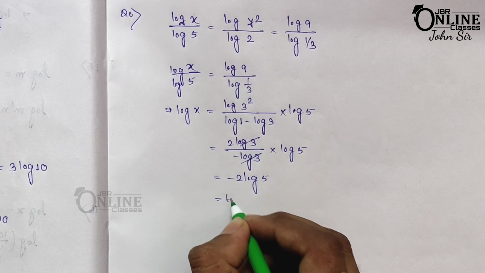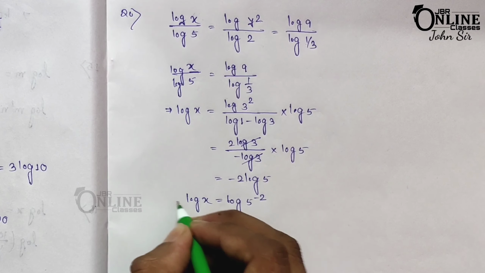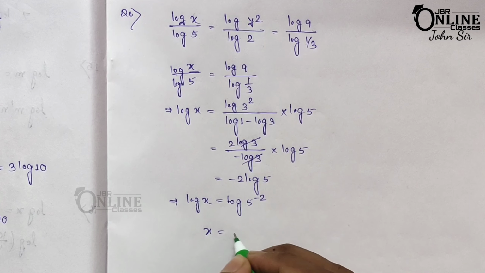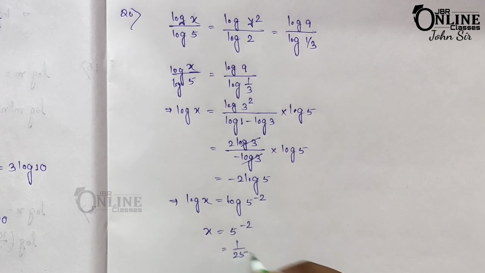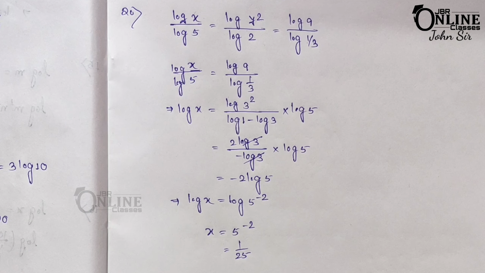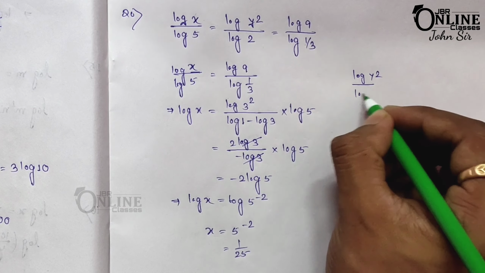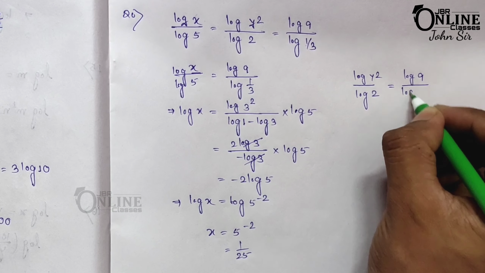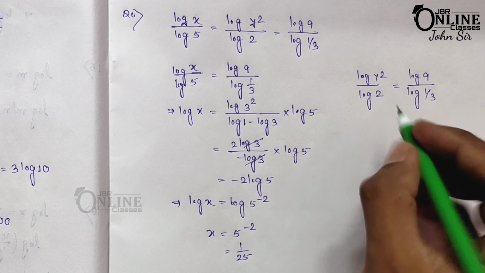Now minus 2 log 5 means log 5 to the power minus 2. So that means log x equals 5 to the power minus 2. So here x equals 5 to the power minus 2, that means 1 by 25. Okay, so 1 by 25 is the value of x. Now you have to find the value of y also. So log y square by log 2 equals log 9 by log 1 by 3.